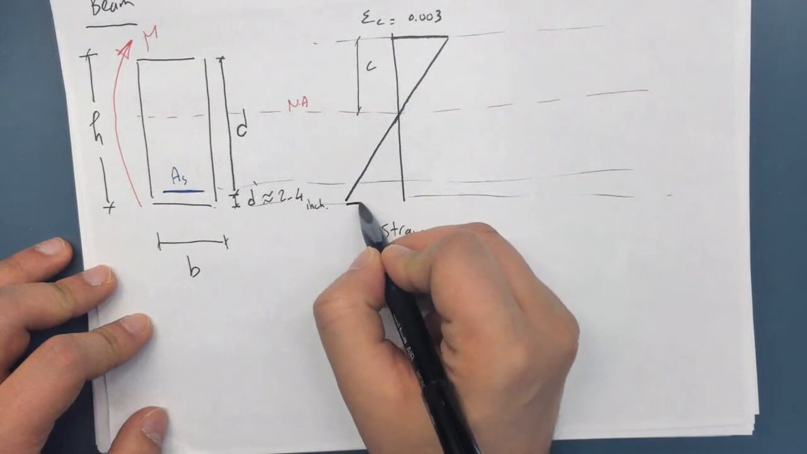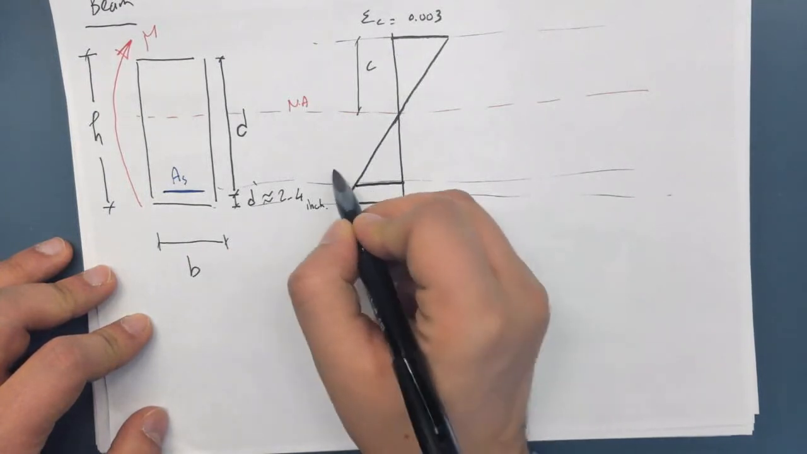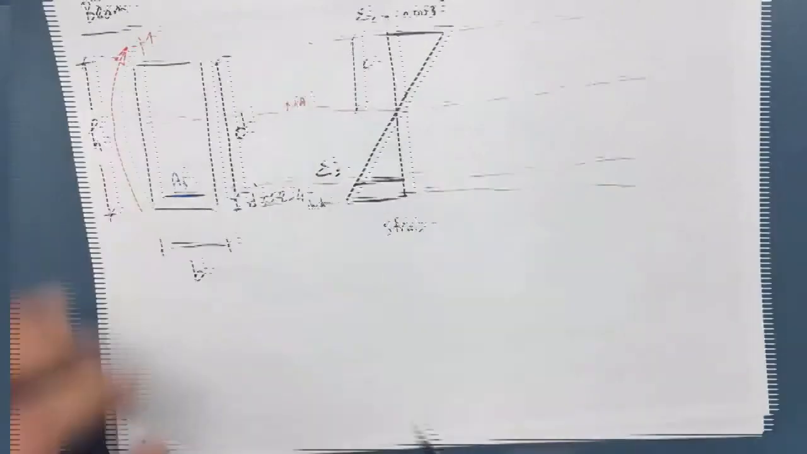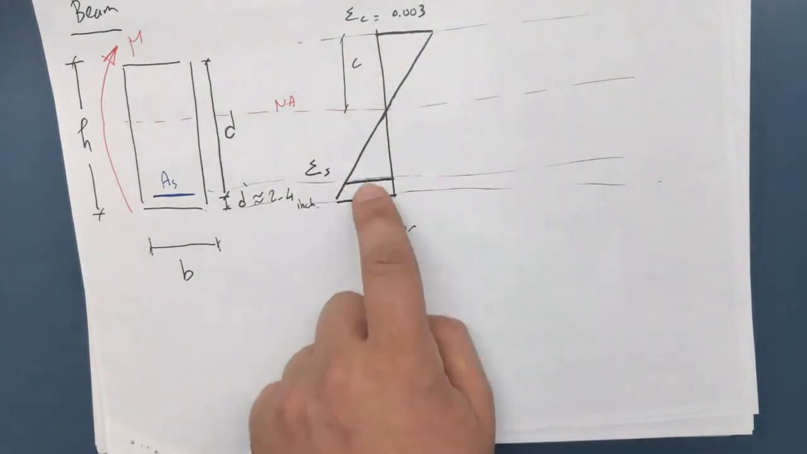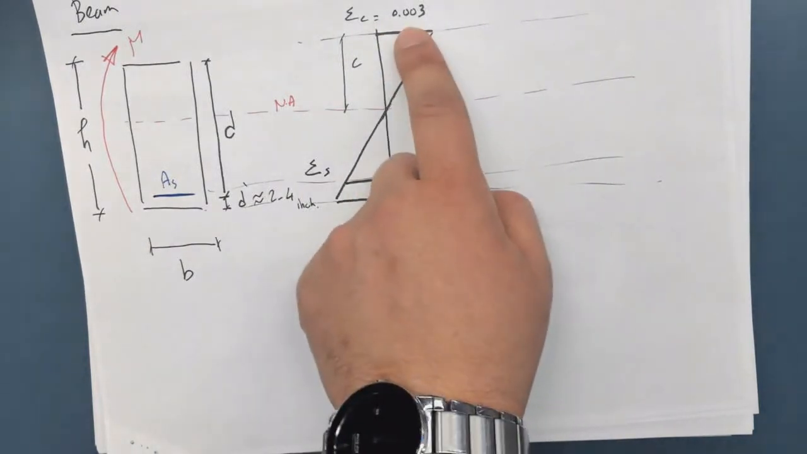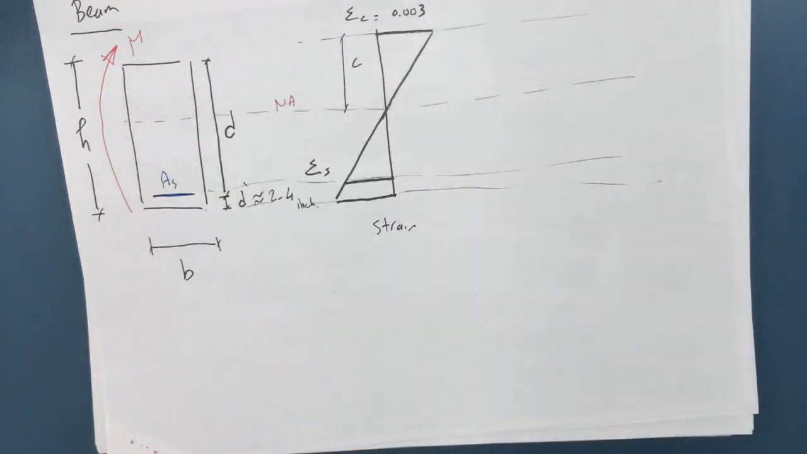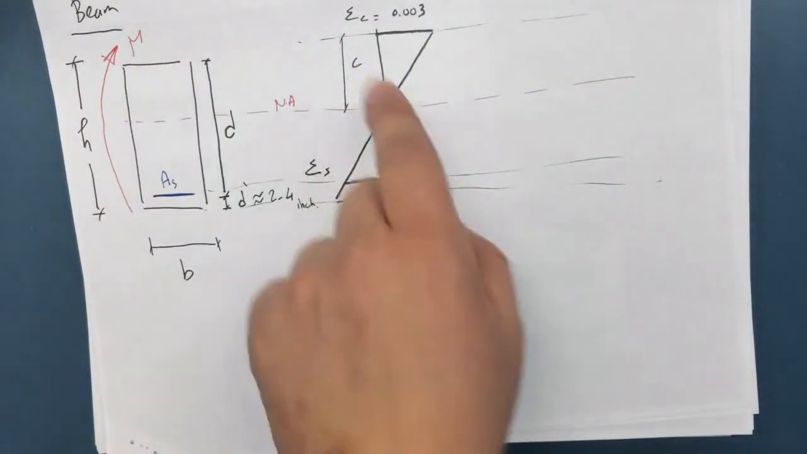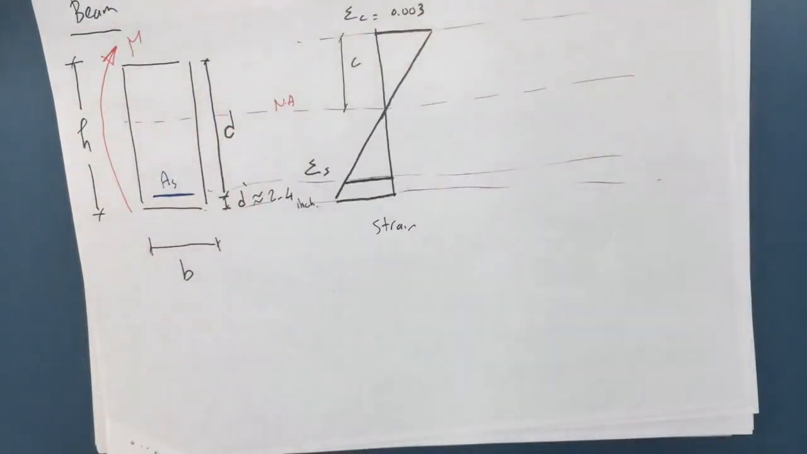It can go to anywhere, that's fine, but this is the important strain that we need, which we call epsilon s. This is the strain in the steel. So if you want, you can always find the strain in the steel based on the strain in the concrete and this height c. There are a few problems that I have some samples on here, asking you what is the strain in the steel knowing some information. So we're going to use this in some problems.